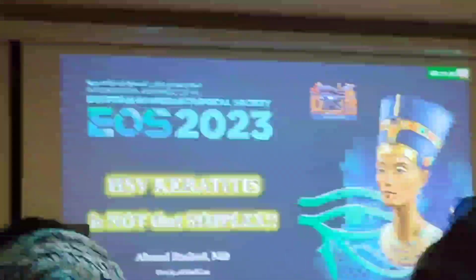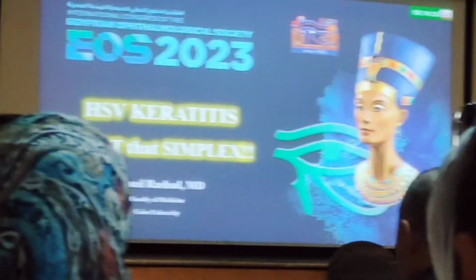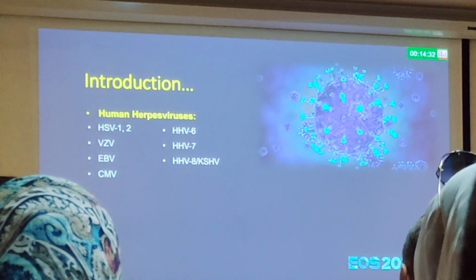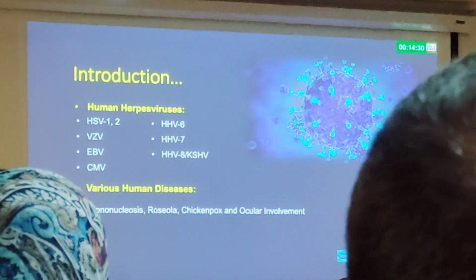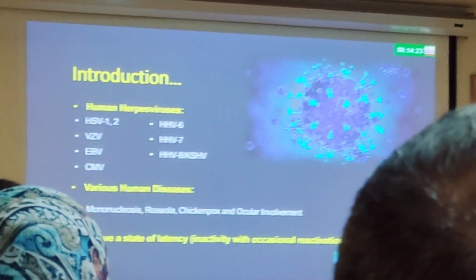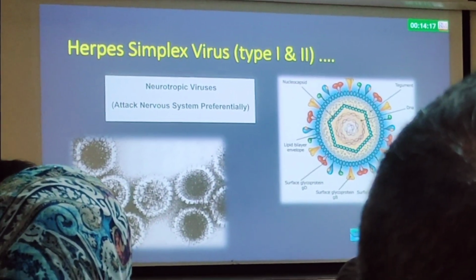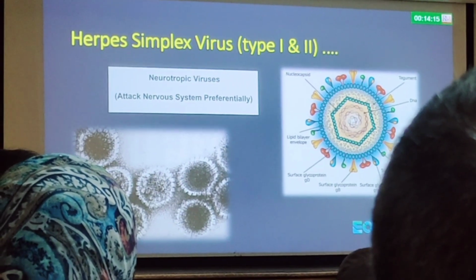Serious functions. My talk today is about herpes simplex keratitis, which is not that simplex. Herpes simplex virus is one of the human herpes viruses that can cause different human diseases, and they can achieve a state of latency, a process of inactivity with occasional reactivation. Herpes simplex virus is double-stranded DNA. It is a neurotropic virus that attacks the nervous system preferentially.